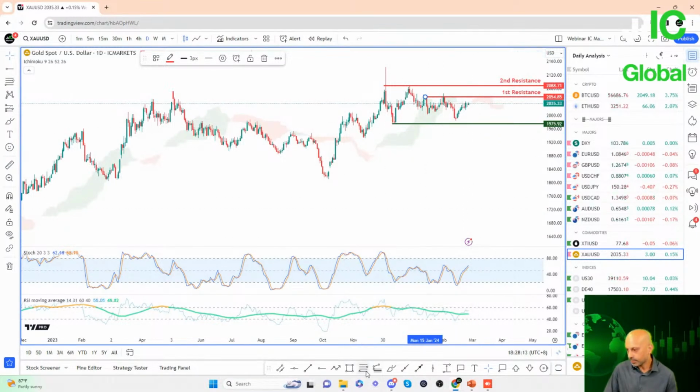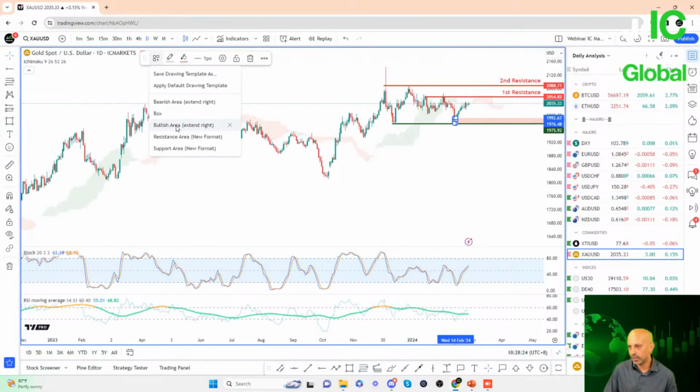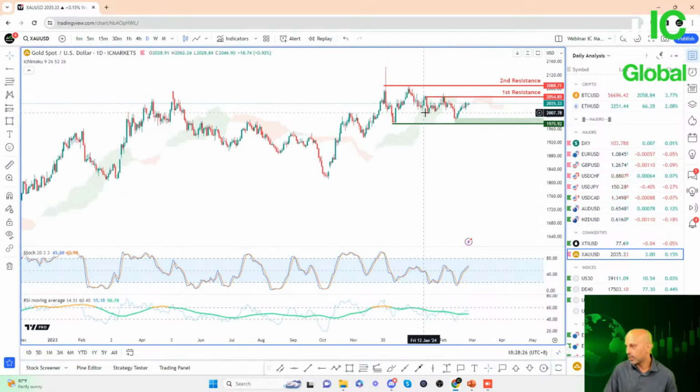And then where would I target a potential take profit level for the short entry? It would be within this zone here. So anywhere between 1993 to 1975 would be a potential or a suitable take profit zone should price reverse off the first resistance. And that's also if we continue to see the range bound action in gold continue to play out.